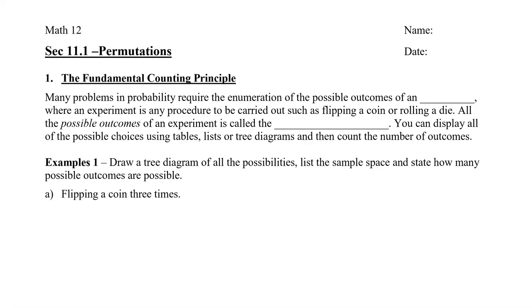In this video, I'm going to show you the fundamental counting principle. Now, many problems in probability require the enumeration, which is the counting of the possible outcomes of an experiment, where an experiment is any procedure to be carried out, such as flipping a coin or rolling a die. Now, all the possible outcomes of an experiment is called the sample space.